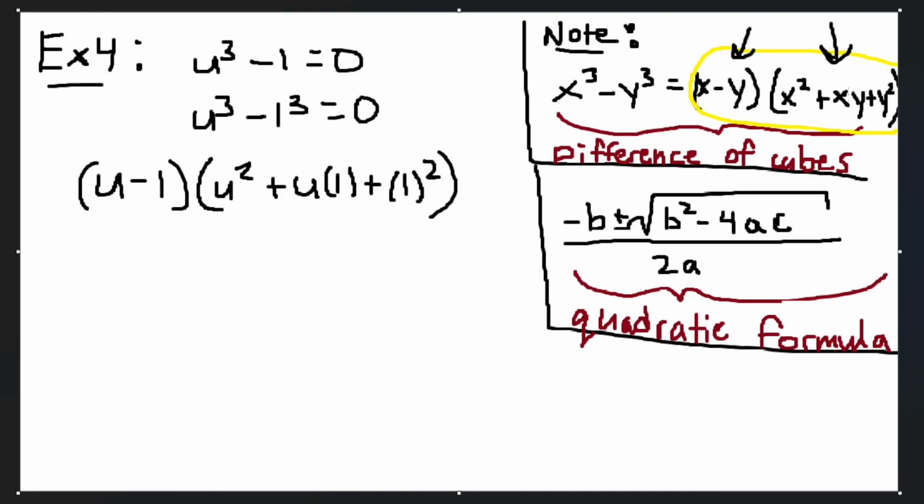So the u times 1 would be this xy part, which would be the u times the 1. Another way to look at this is if we say that the u is the x, and the 1 is the y, if you want to look at it that way so that it makes more sense.